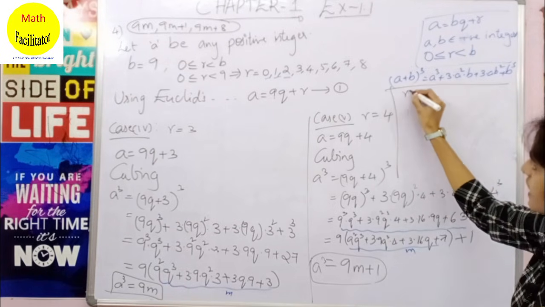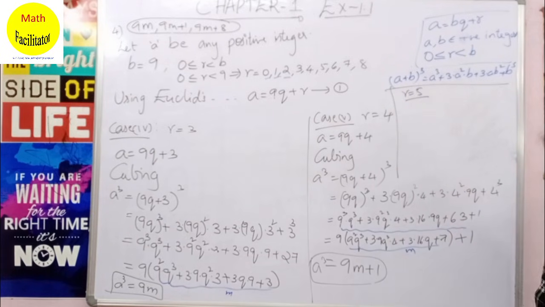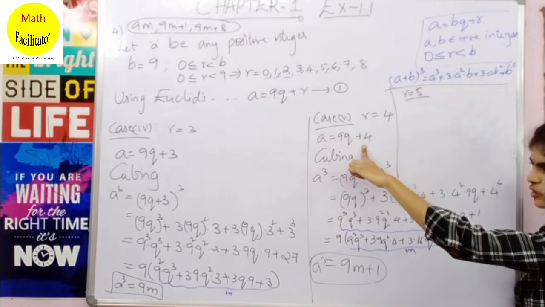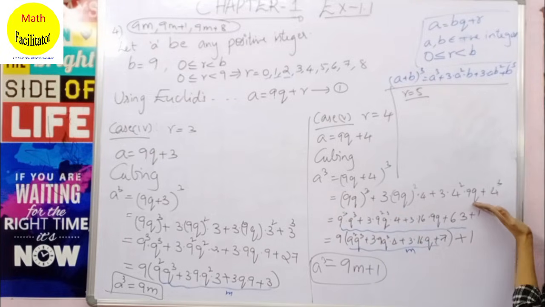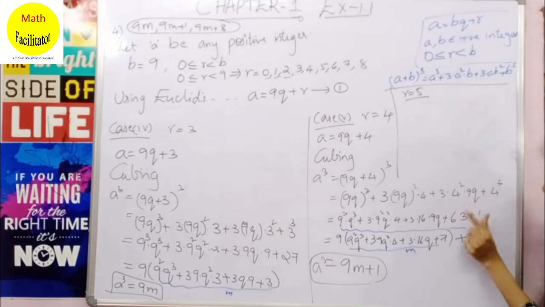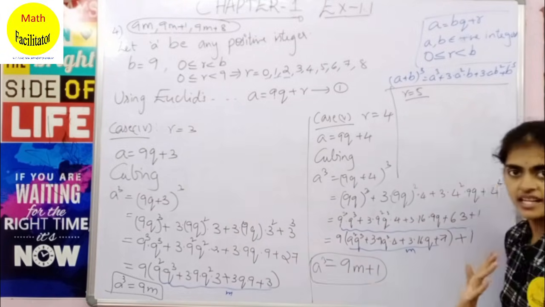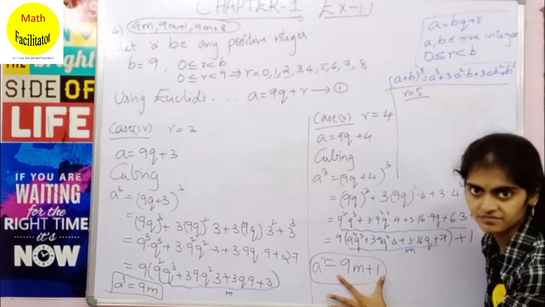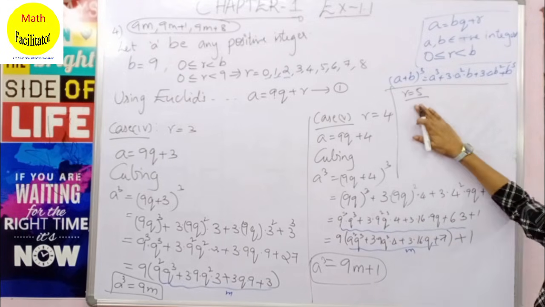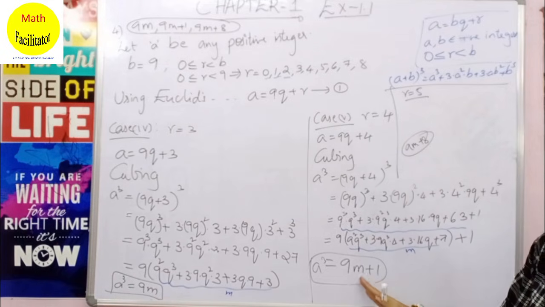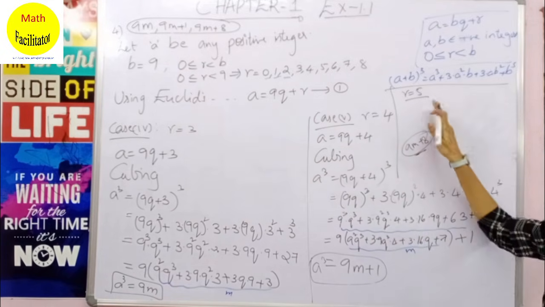When I take r equal to 5, what happens? This equation will be a equals 9q plus 5. That means in the entire thing you can take 9 common, and here you will have 5 cube. Similar to the previous one, from all these terms you took 9 common. Only the last term is something you have to think about. Here you had 4 cube, which you wrote as 63 plus 1 because you wanted 9m plus 1. Here, in your brain, you have to think that you have to get 9m plus 8. After 9m plus 1, the next one is 9m plus 8. This is the pattern you have to get here.